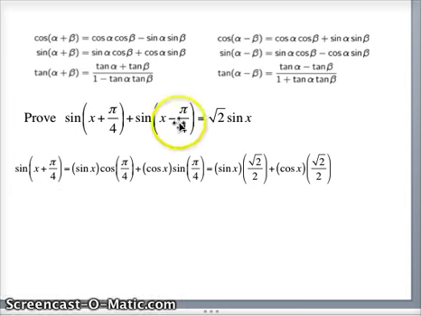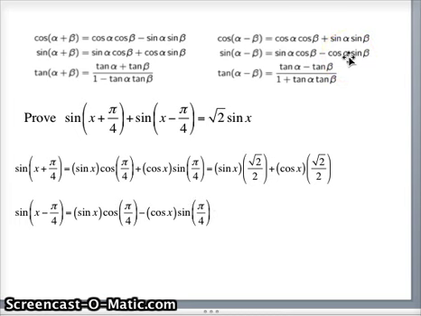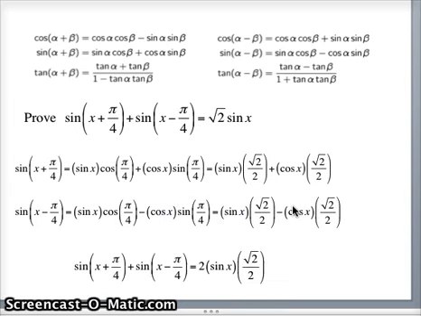The next thing we want to do is the sine of x minus pi over 4. So using this formula, alpha will be x, beta will be pi over 4. Sine x cos pi over 4 minus cos x sine pi over 4. Cos pi over 4, root 2 over 2. Sine pi over 4, root 2 over 2. So we're going to get sine x root 2 over 2 minus cos x root 2 over 2.